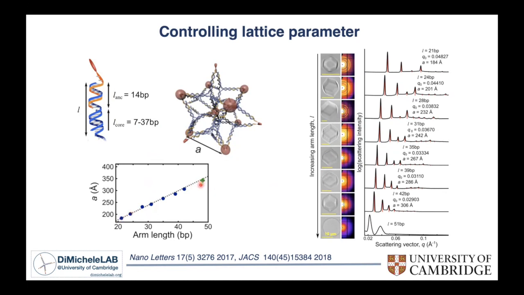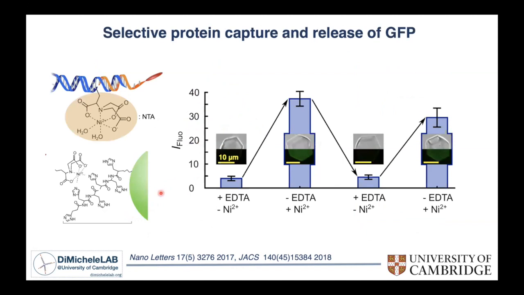And this is very useful because by changing the lattice parameter, you're basically changing the pore size of these crystals. So you can make them more porous, so larger molecules can diffuse in freely, or less porous, so as to block diffusive transport. And that's very useful, as we're going to see later.